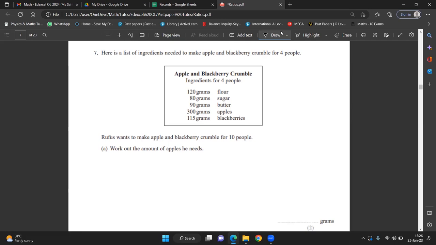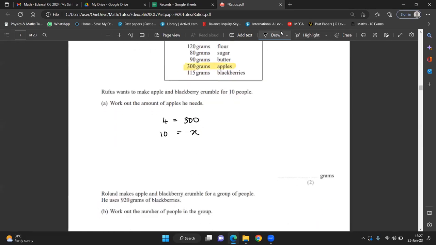Rufus wants to make apple and blackberry crumble for 10 people. Work out the amount of apples he needs. So you're supposed to look at only apples. We know 300 grams is for four people. Then for 10 people, how much would it be? Anybody who got the answer? 750. Okay.